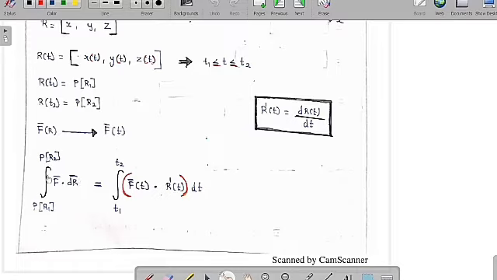So now F bar dot dr bar, from the initial point to the final point. Now we are going to convert this into one parameter, which is t1 to t2. Means if you substitute t1, we get the initial point, and if you substitute t2, we get the final point.